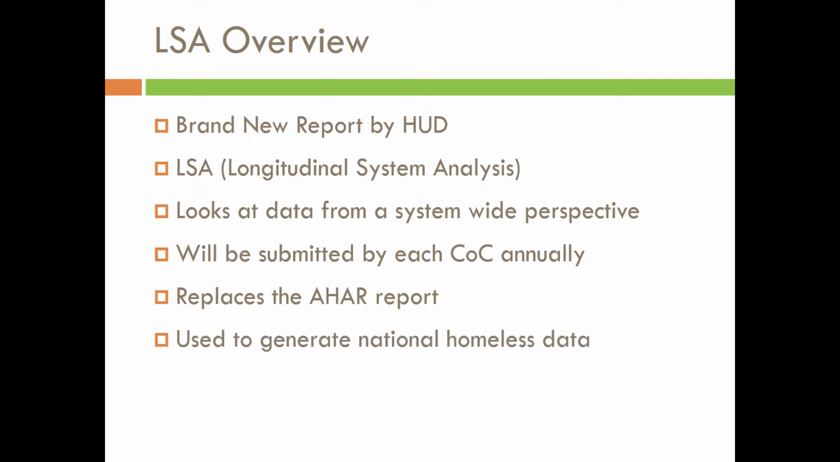And this is a very important report. This is what's used to generate a lot of the national homeless data. So we really want to make sure that we have the most accurate data in the system for this report to pull from, because again, this is where a lot of the national homeless data that we have in the United States comes from. It comes from the data that's pulled from the LSA, as previously it was pulled from data that was pulled on the AHAR. So again, a very important report.